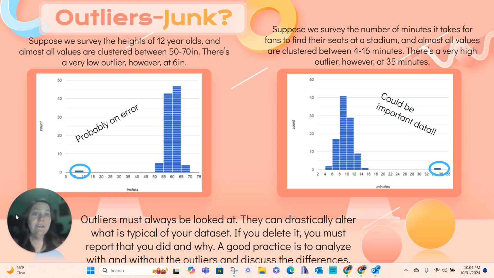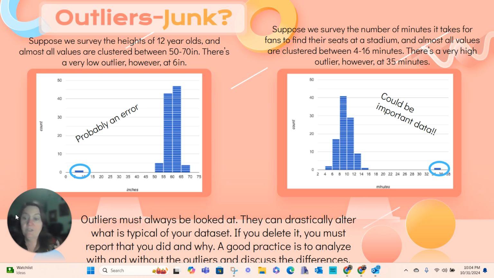However, on the right, you can see that you've got a survey: how long did it take you to find your seat at the stadium? And you have one person way out there that took 35 minutes. Now, could it be an error? Maybe. But could it not? Maybe there was a problem, and maybe that's exactly the problem the stadium needs to work out. Maybe they had someone in a wheelchair who couldn't get access to their seats or something that they need to figure out. So we have to be very careful that maybe that's a very important piece of data and we need to be looking at it.